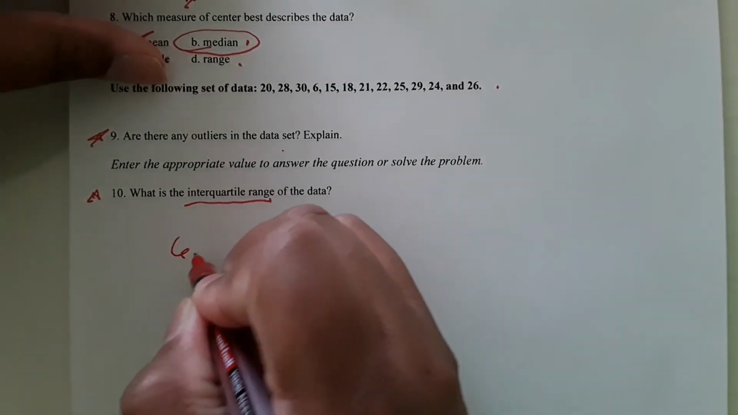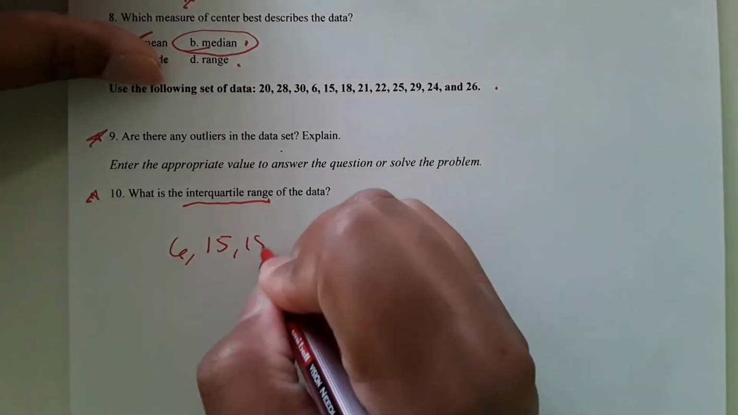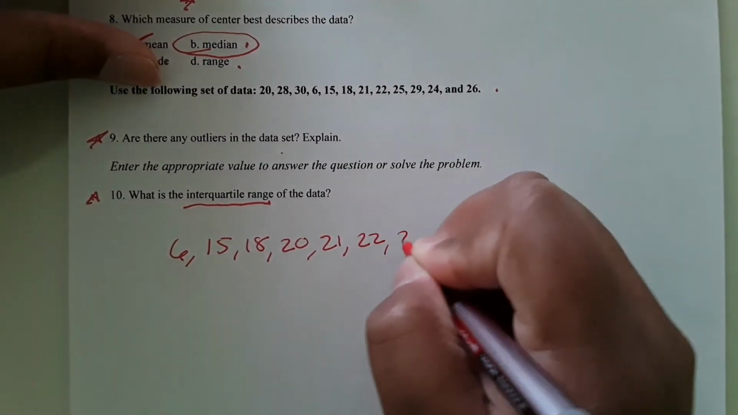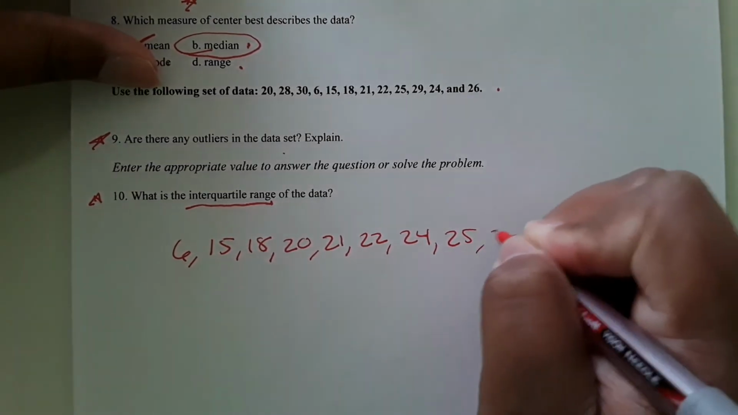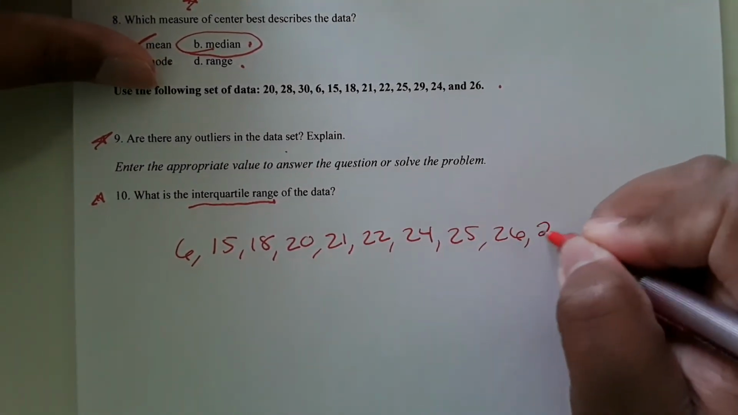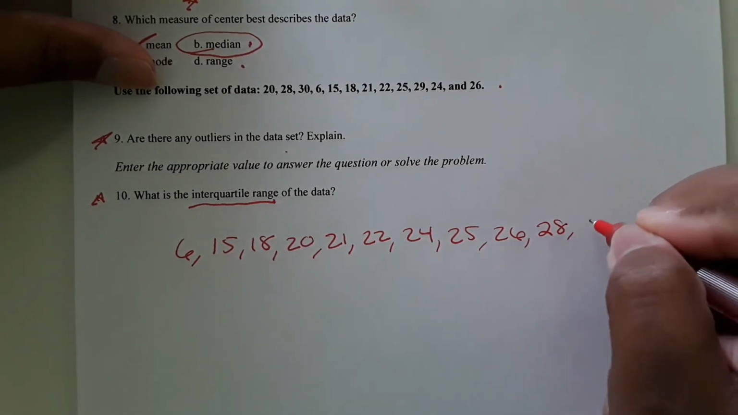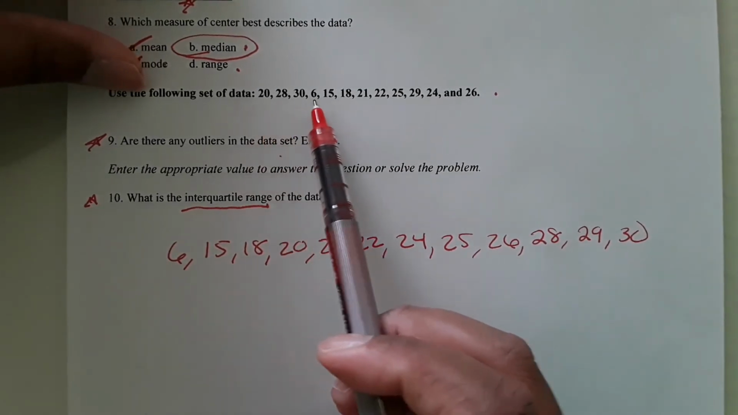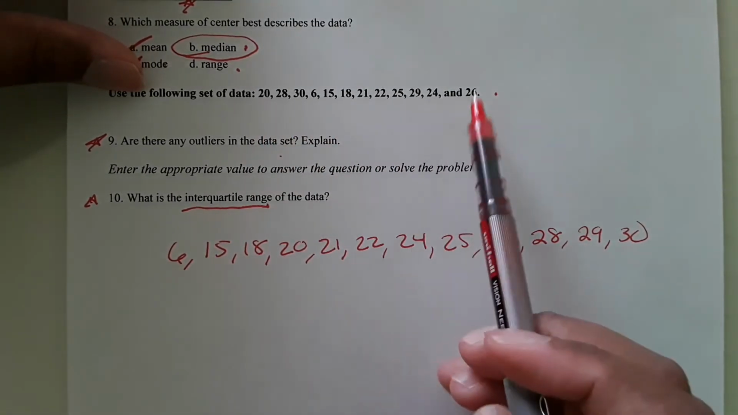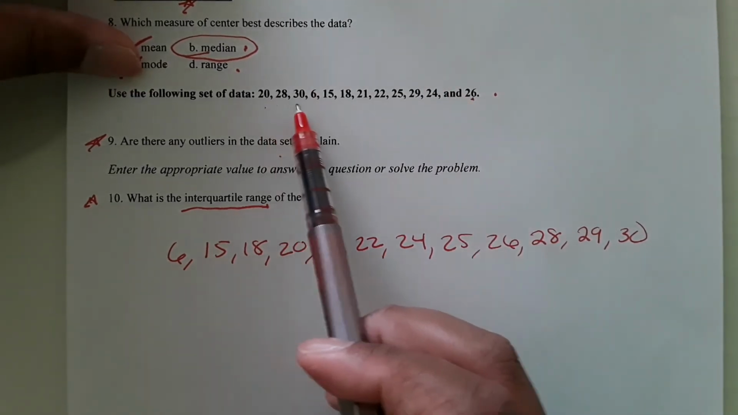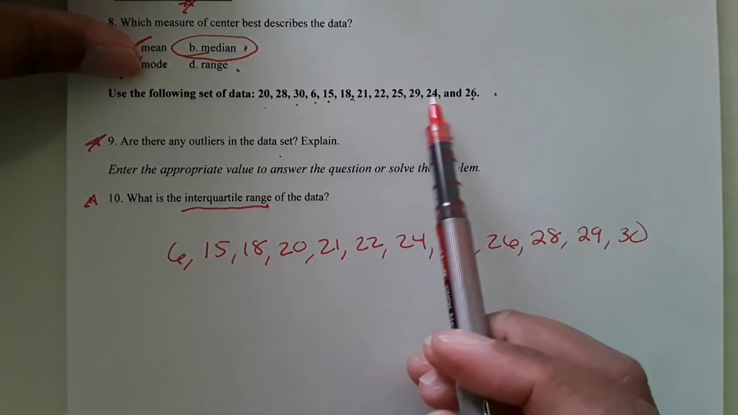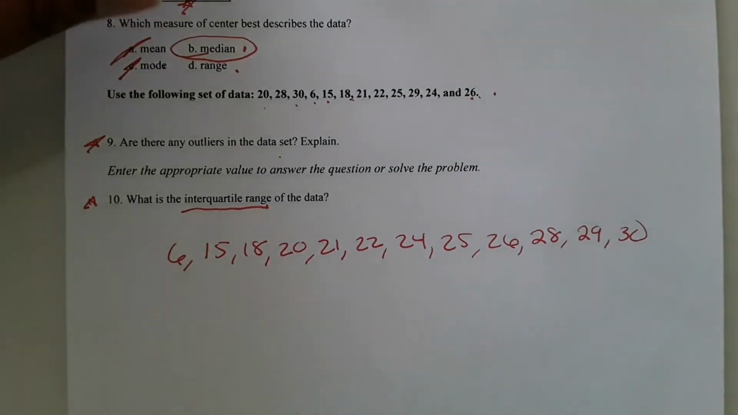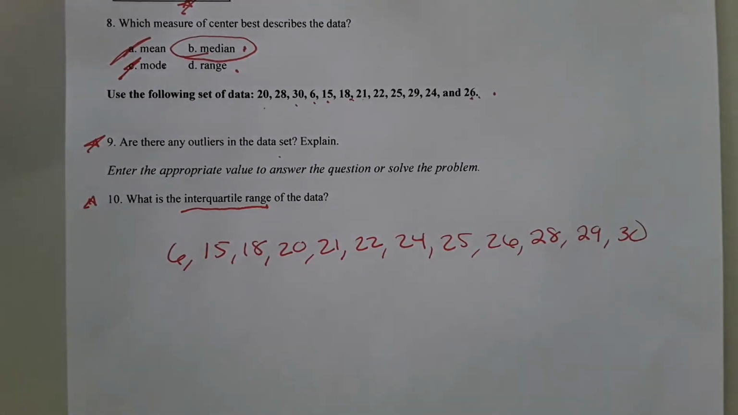We have 6, 15, 18, 20, 21, 22, 24, 25, 26, almost done, 28, 29, and 30. So let's make sure we didn't leave any off. 1, 2, 3, 4, 5, 6, 7, 8, 9, 10, 11, 12. There's 12 there. 2, 4, 6, 8, 10, and 12. So we have them all there. So that part we don't want to mess up on.